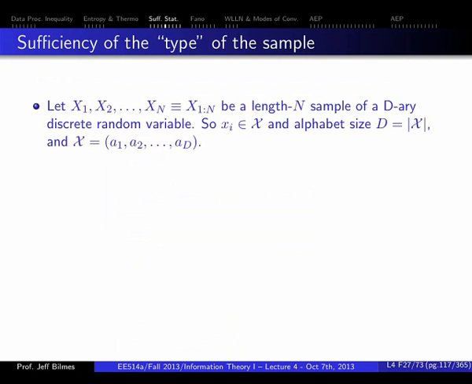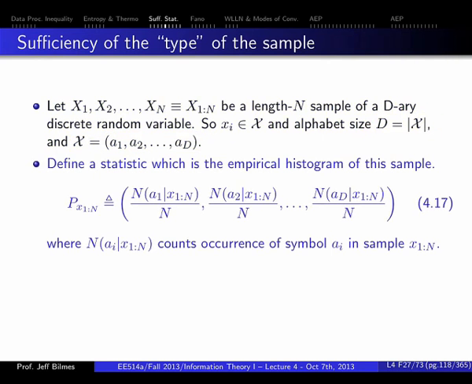Now, let's also define something called the type of a sample. The type is very, very important. It's a type of statistic. Let's say we've got a collection of n random variables. For the sake of argument, it might be binary, but let's say it's d-ary, meaning each random variable has an alphabet of size d, where the alphabet might be a1 through a sub d. So what is the type? Does anyone know what a type is?